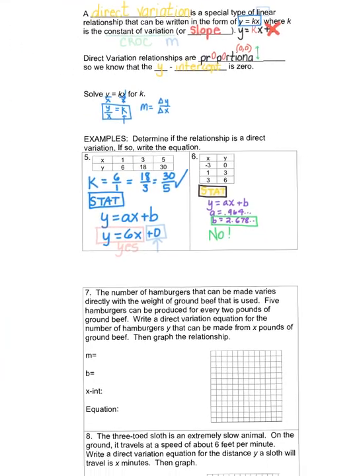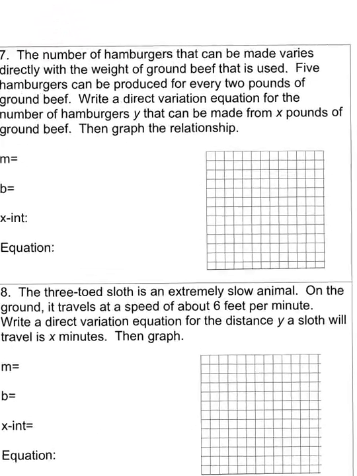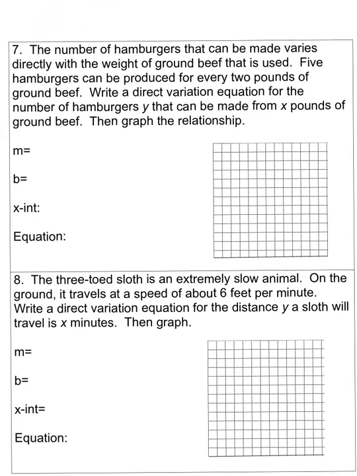Now let's move our attention to application problems. The number of hamburgers that can be made varies directly with the weight of ground beef that is used. 5 hamburgers can be produced for every 2 pounds of ground beef. Write a direct variation equation for the number of hamburgers y that can be made from x pounds of ground beef. Then graph the relationship.